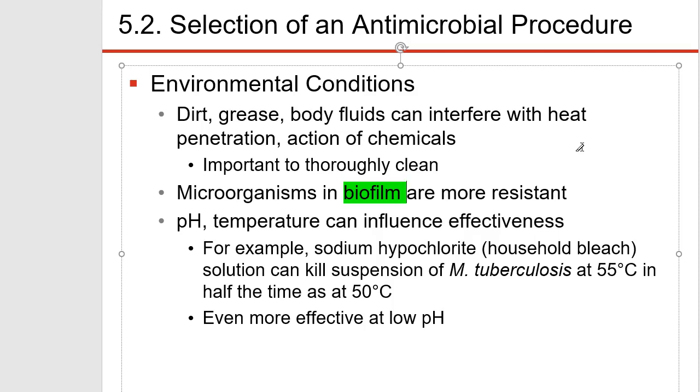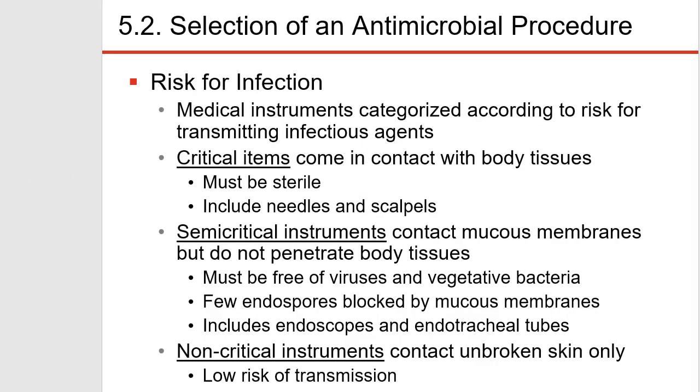pH and temperature can influence effectiveness. So household bleach solution can kill tuberculosis at 55 degrees Celsius in half the time as at 50 degrees Celsius. So the warmer temperature helps expedite the destruction of the microbes. Let's see. Here we go.